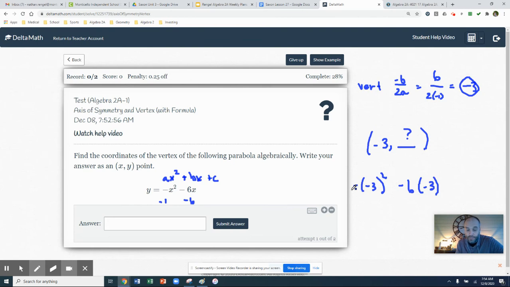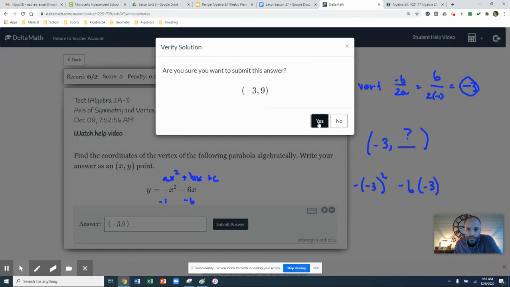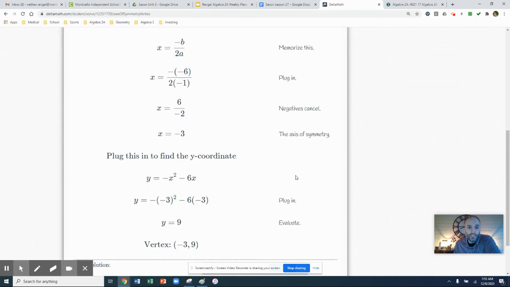So the opposite of negative 3 squared minus 6 times negative 3, and I'm going to get 9. So I'm going to go back into my answer box and put the coordinates of negative 3, comma 9. We want to put both the x and the y coordinate. And we'll check to see, hopefully that's correct. And there we have our little walkthrough, showing us the process to find it. There would be our results for that section.